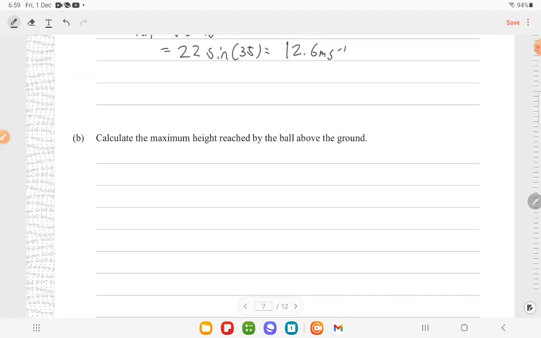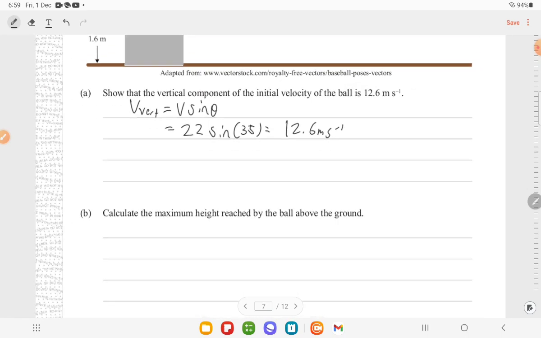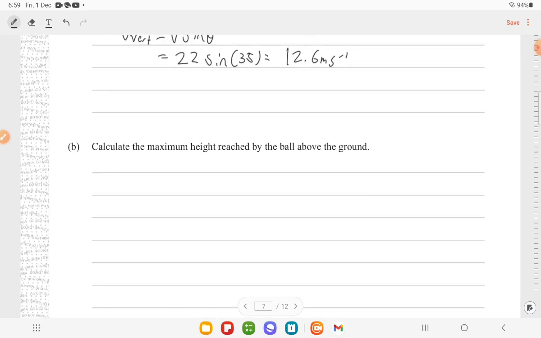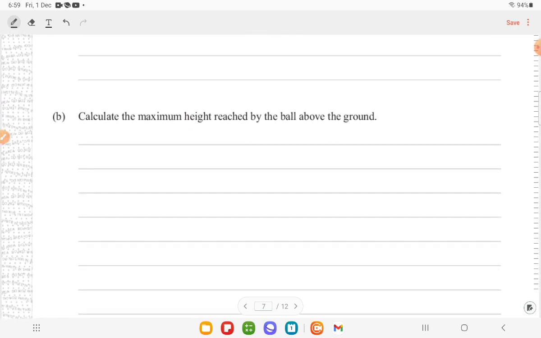And yeah, we can verify that this is 12.6 meters per second. Calculate the maximum height reached by the ball above the ground.